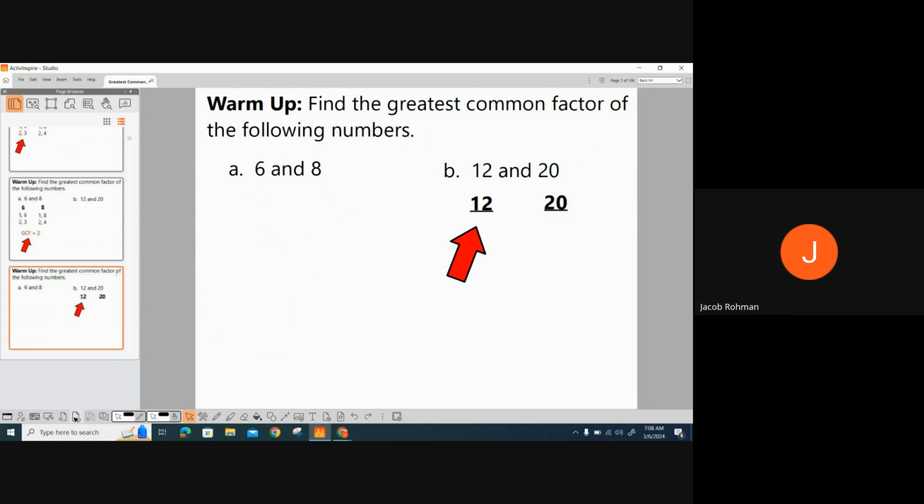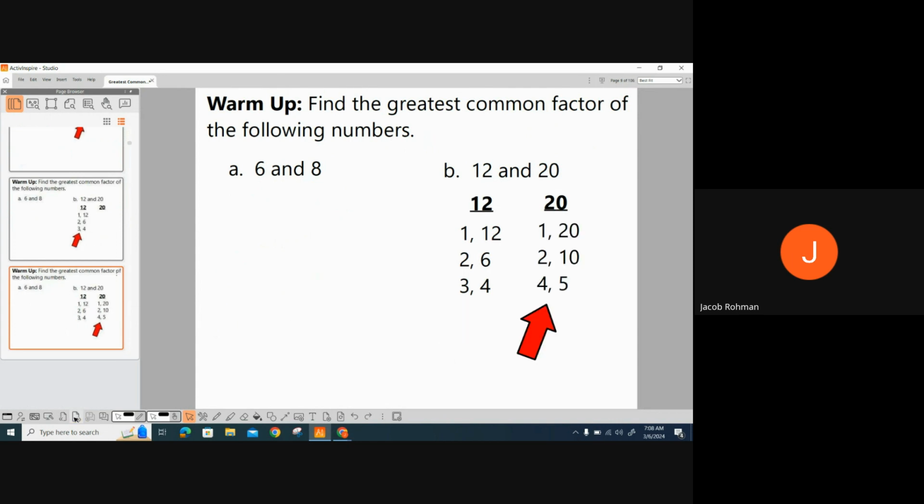Now let's shift over to the 12 and the 20. Same thing, we're going to list out the factors of 12: 1 times 12, 2 times 6, 3 times 4. And then the factors of 20 are 1 times 20, 2 times 10, and 4 times 5. We can see that the greatest number that they share in both lists is 4. So here the greatest common factor is 4.